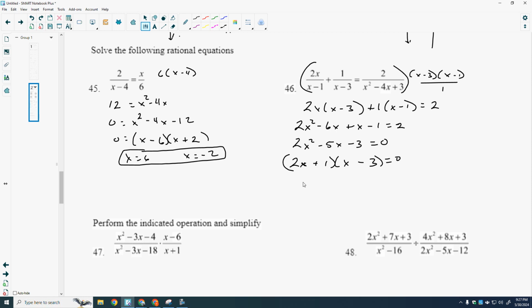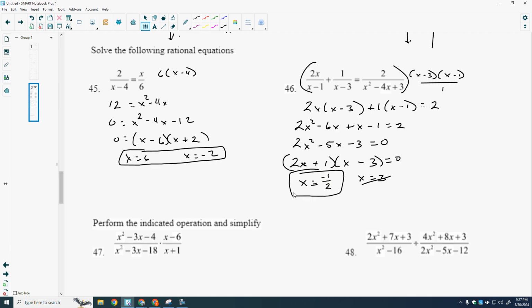What makes this 0? X equals -1/2. What makes this 0? X equals 3. Check, see if 3 works. Nope, 3 does not work. It makes this denominator 0. -1/2 works here, and since these are the same as those, -1/2 works.